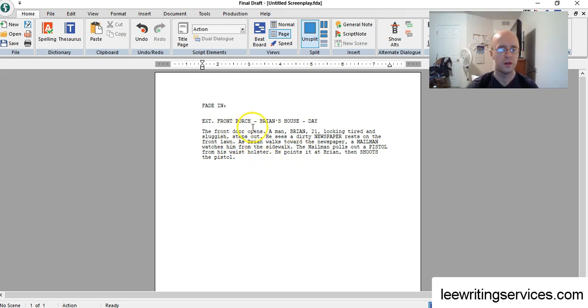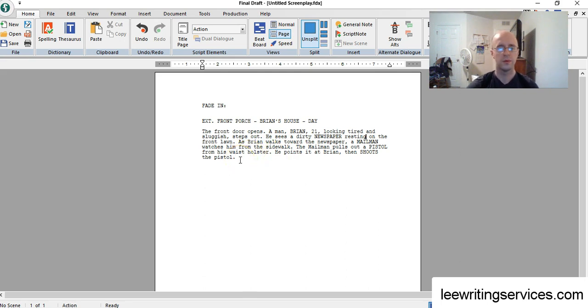So what do we got here? The front door opens, a man, BRIAN, emphasized, looking tired and sluggish, steps out. He sees a dirty NEWSPAPER, emphasized, resting on the front lawn. As Brian walks toward the newspaper, we don't have to emphasize it again because it's already been introduced. A MAILMAN watches him from the sidewalk, so we emphasize mailman. The mailman pulls out a PISTOL from his waist holster. He points it at Brian, then SHOOTS the pistol.